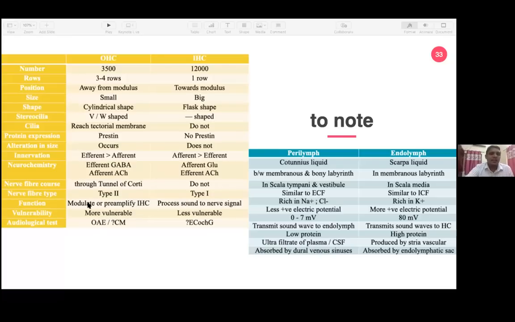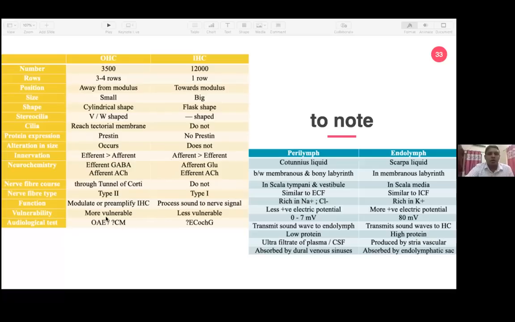And the second thing, the protein expression called prestin in the outer hair cells is the one which helps the outer hair cells to expand and again contract. So these outer hair cells can change their shape and size, but the inner hair cells cannot.